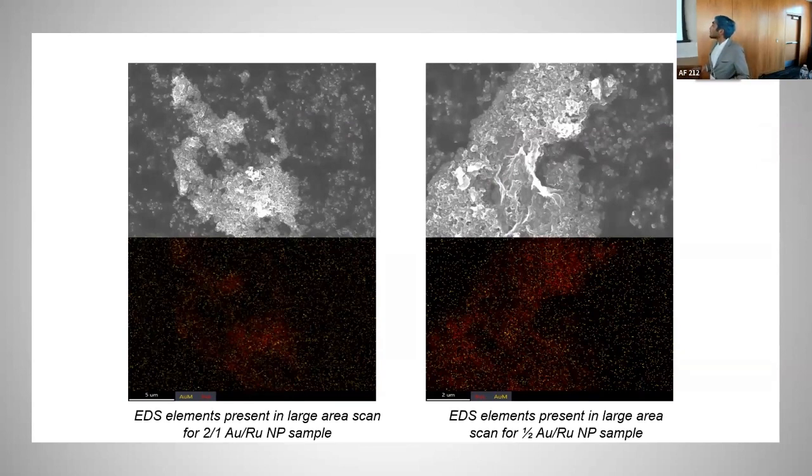So this diagram shows the EDS elements present in the sample. You can see for the 2:1, which has more gold, there's not as much ruthenium as here. It's a little hard to see, but there are yellow spots and then red spots, which indicate the gold present as well as the ruthenium present. So you can see how the ruthenium changes with the amount present.